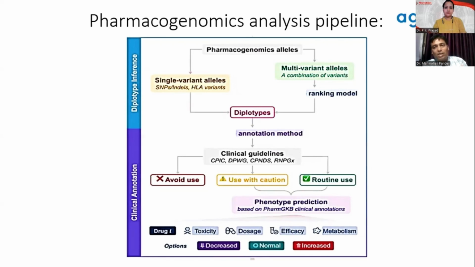we can recommend whether we have to avoid the use of that drug. Based on that recommendation, the drug should be avoided, used with caution, or used routinely. Then, based on the phenotypic prediction, we determine the effect of that drug, whether it is increasing toxicity, increasing efficacy, or increasing the metabolism of the protein. In that way, the dosage is also decided. So this is how the pharmacogenomics analysis pipeline works.